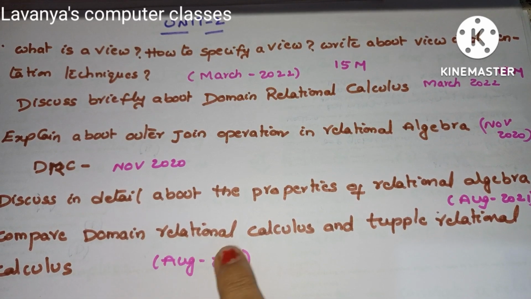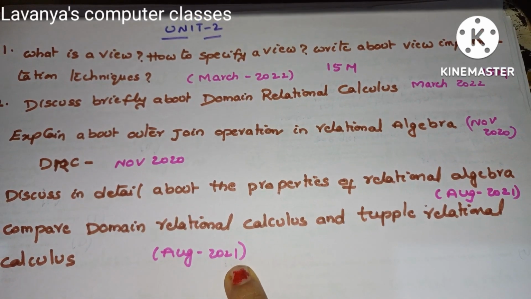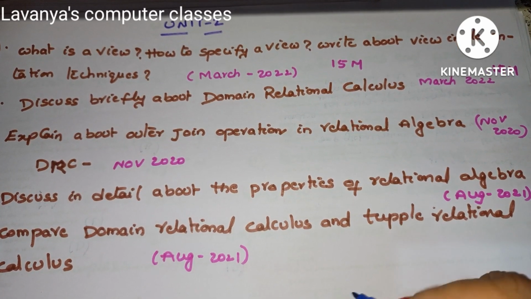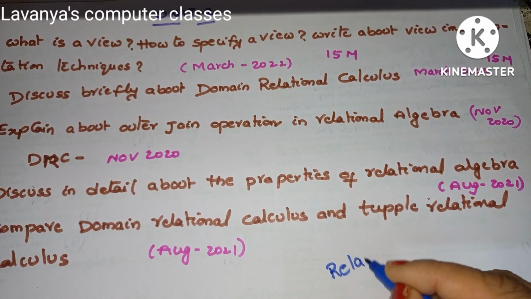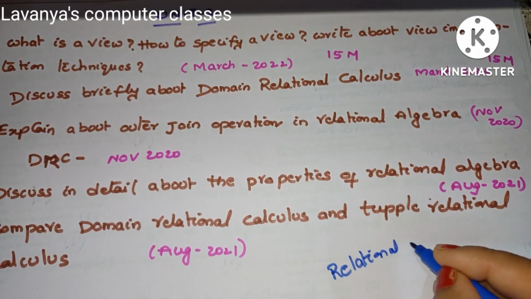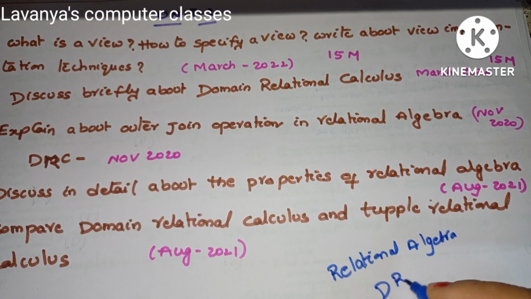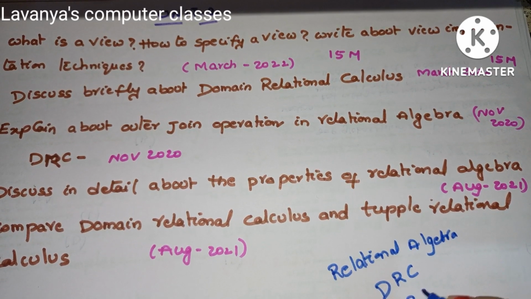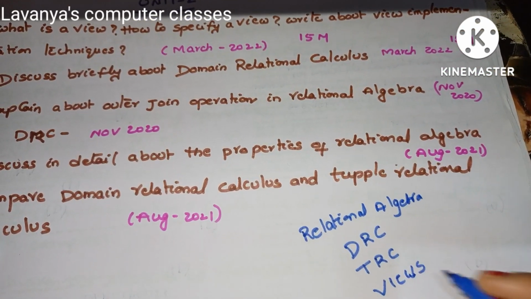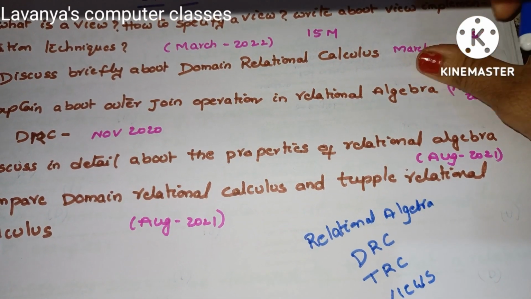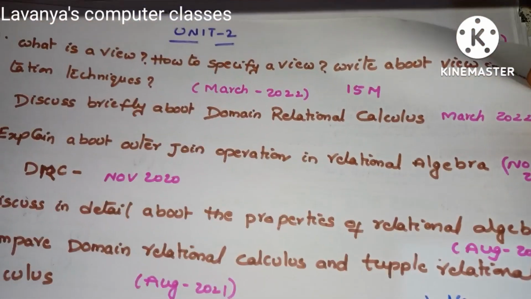And compare domain relational calculus and tuple relational calculus, August 2021. So these are the important questions in unit 2. Here, as I already said in the previous videos also, the important topics in unit 2 are relational algebra, domain relational calculus, tuple relational calculus and views. These are very important topics in unit 2. If you read these 4 units, you have to compulsorily attempt all the questions in unit 2.